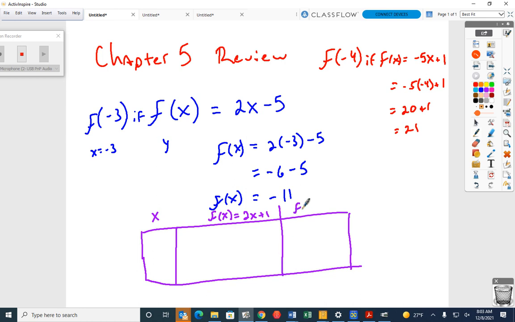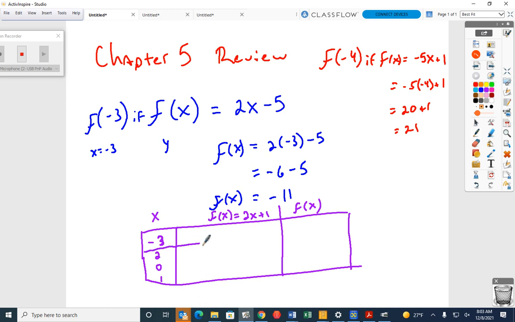Then we're going to have an f of x. And on all of these tables, you're given a value for your x's. Let's say this is negative 3, 2, 0, 1. How can I complete this table? What do I have to do in order to complete this table?